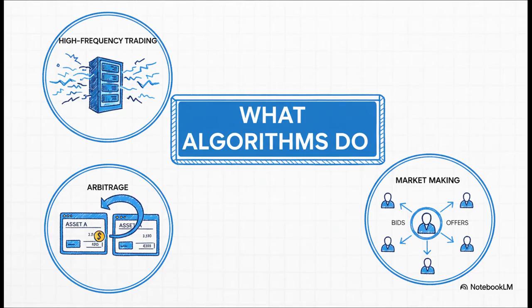And what do these algos do? All sorts of incredible things. You have high-frequency trading, or HFT, which executes millions of trades at speeds we can't even comprehend. You have arbitrage bots that hunt for tiny, fleeting price differences between different exchanges and profit from them instantly. And many are just market makers, constantly placing buy and sell orders to keep the markets running smoothly for everyone else.